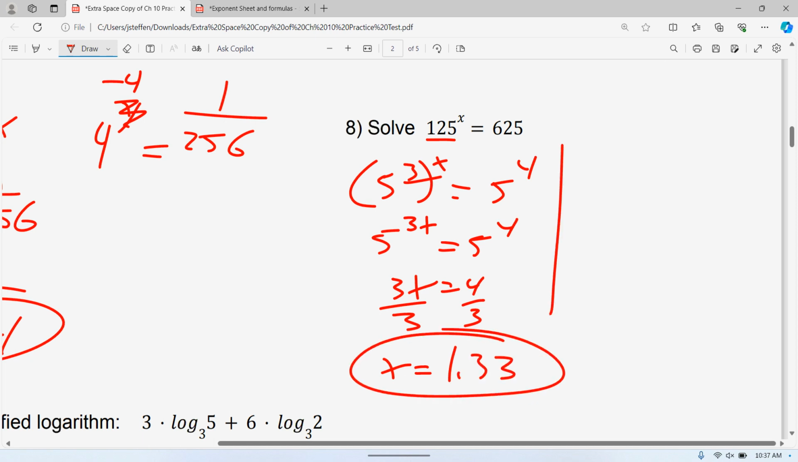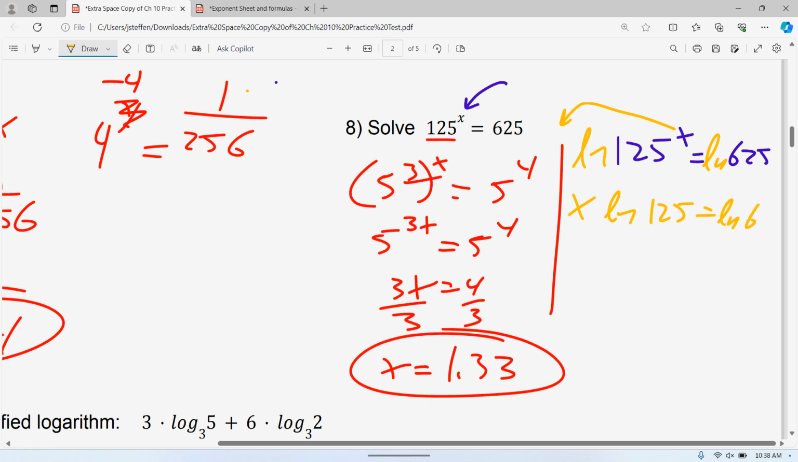Then again, the other way to do this, since there's only one variable as your exponent, it's all on the same side. You could also take 125 raised to the x is equal to 625. Take the natural log on both sides. That leaves that x in front. So x times the natural log of 125 is equal to the natural log of 625. And then again, just like one of those other ones before, divide both sides by natural log of 125. And again, remember, if you don't want to use the natural log, you could use that log button in your calculator. That's fine. It does the same thing.